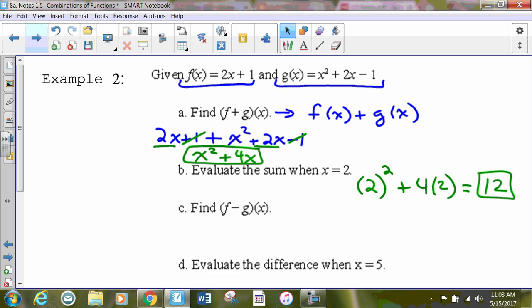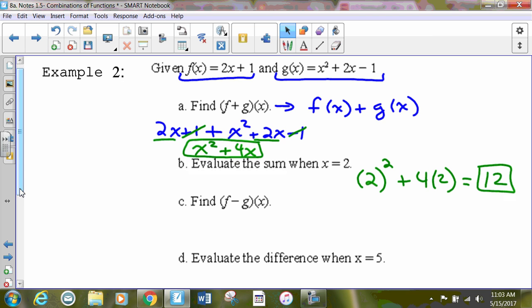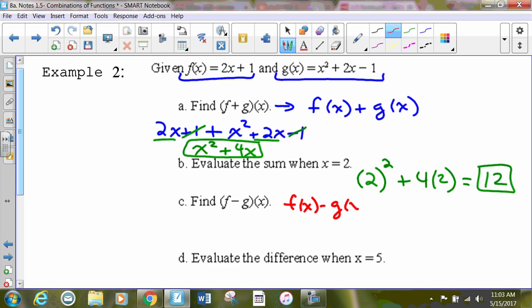Part C is f minus g of x. Once again, I'm going to remind myself that that's the same thing as f of x minus g of x. So it's just saying take the function f of x and subtract the function g of x. So I'm going to put parentheses here, because all I would really be subtracting is just the x squared. I want to be subtracting the whole function. That's why I need those parentheses.